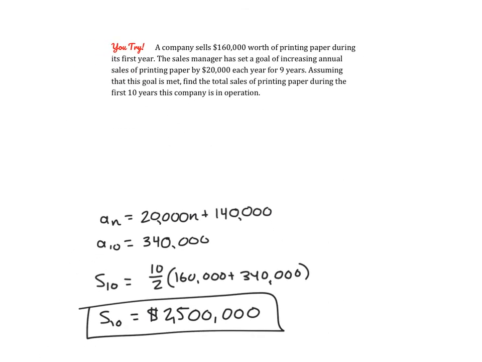Okay, so once again, it's very important to recognize first that this is an arithmetic sequence because you're adding the same amount each year, and that they are actually asking you to find the 10th partial sum, not just how much did they make in the 10th year alone. So here's your sequence, here's how much you make in the 10th year, a sub 10, which is part of the formula. So plug in the rest, and you should end up with $2,500,000.